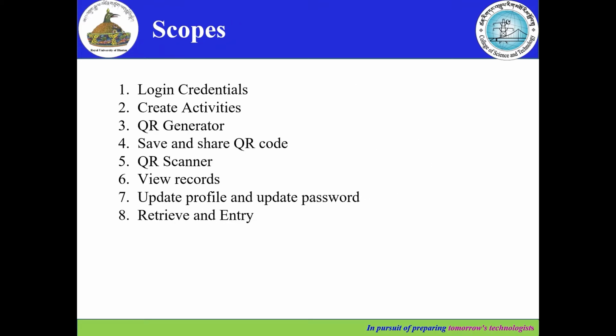And in our system, our scopes are: we have login credentials to create activities, they can generate a QR code, they can save and share the QR code, scan the QR code, view the records, update their profile and password, and retrieve the entry data.